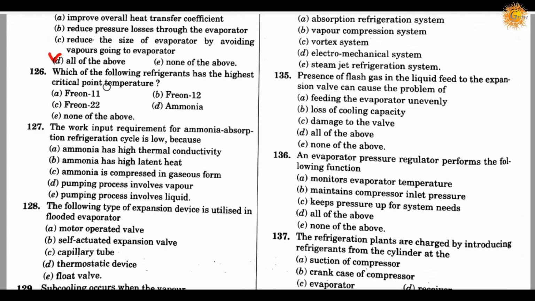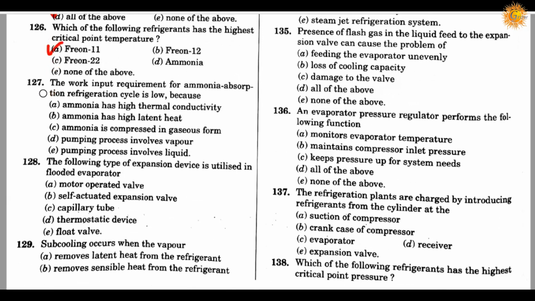Question 126. Which of the following refrigerants has the highest critical point temperature? Option A, Freon 11; option B, Freon 12; option C, Freon 22; option D, ammonia; option E, none of the above. So the correct answer is A, Freon 11.